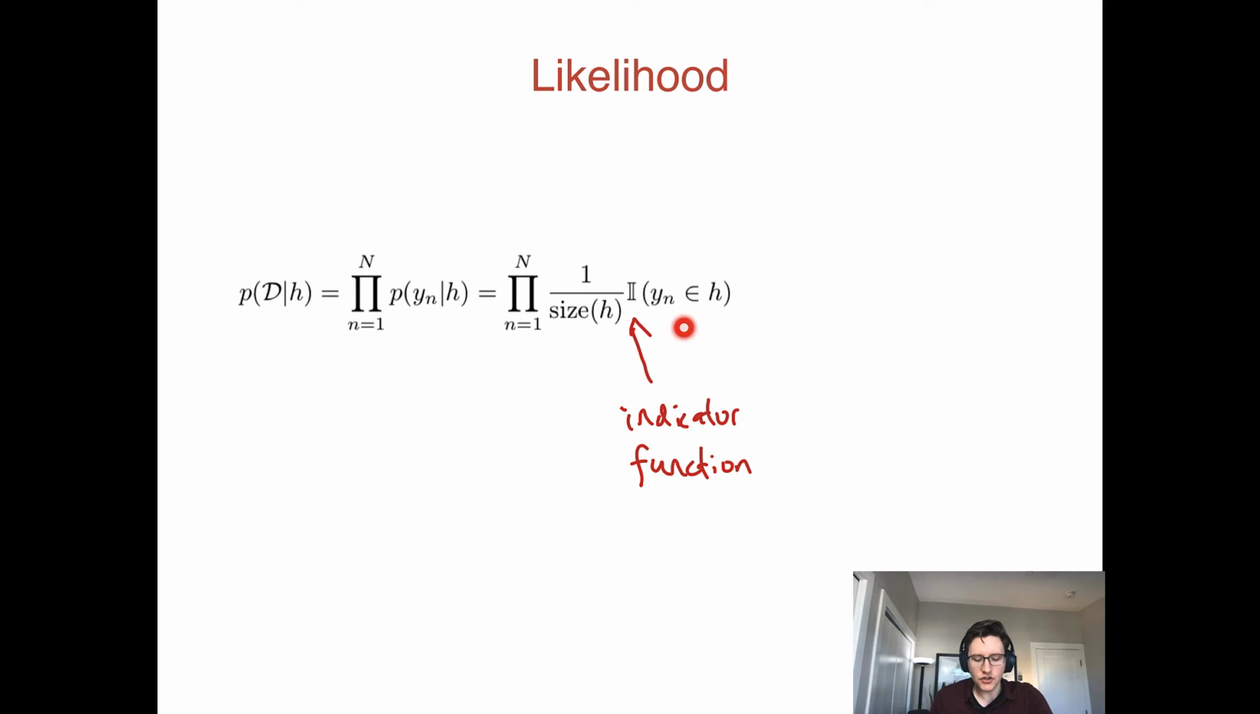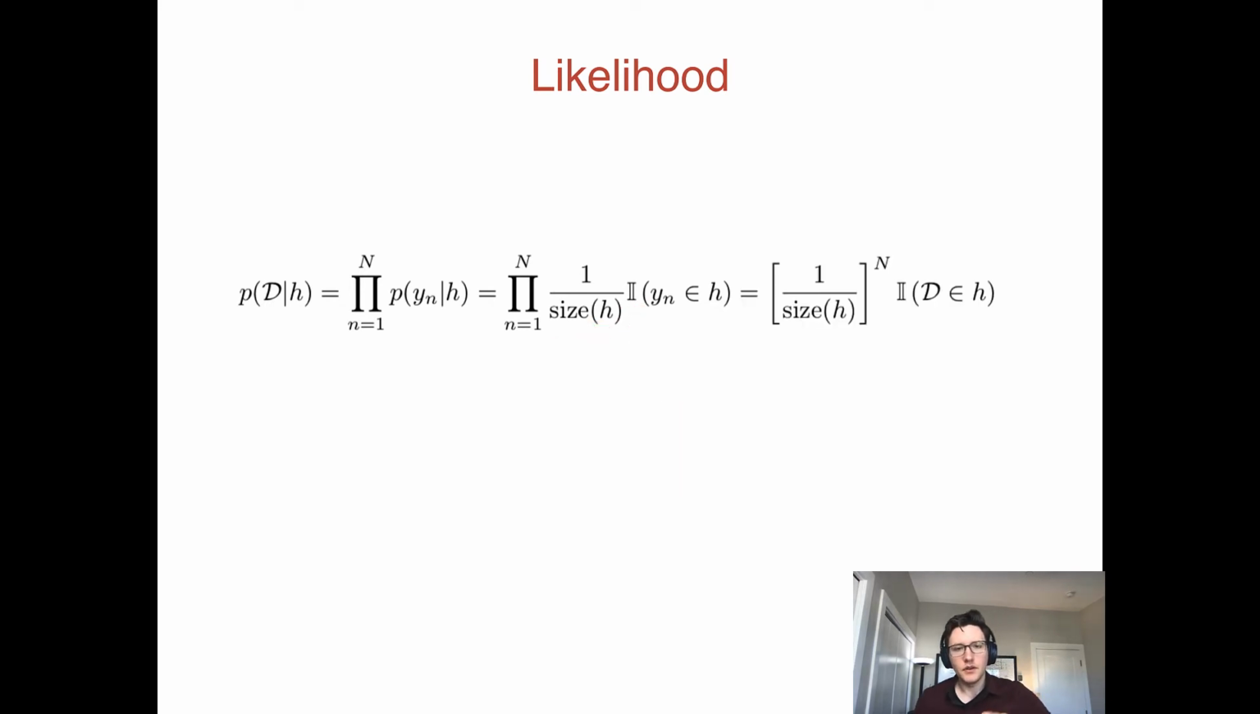Whereas if this is true, then this is 1, which means it just goes away. Now, assuming that yn is in our hypothesis, the probability that we see that specific yn is 1 over the size of h. So we can simplify that a bit. Remember I said that each d has to be within h. If it's not, we can give a probability of 0 to the whole thing. So we can pull out this indicator function.